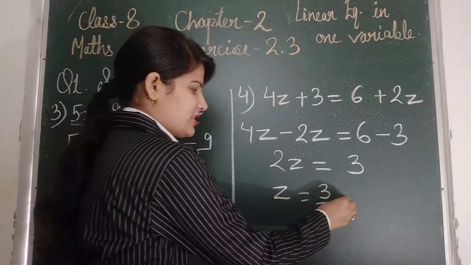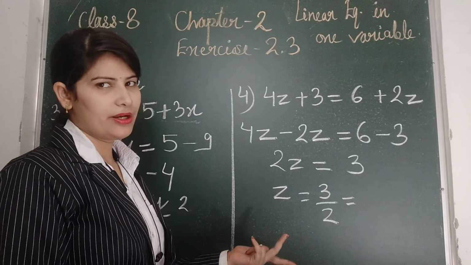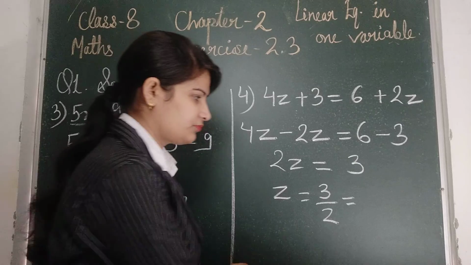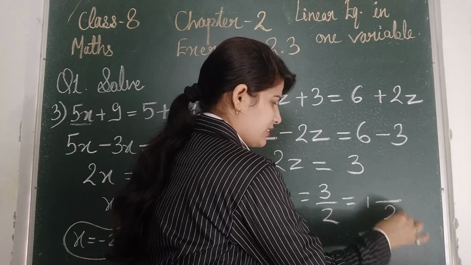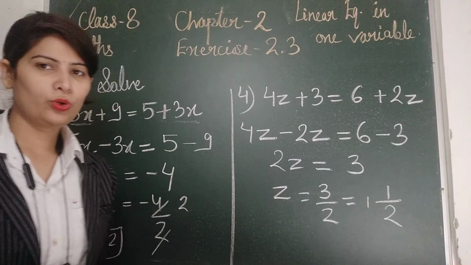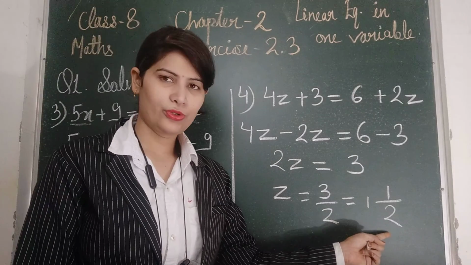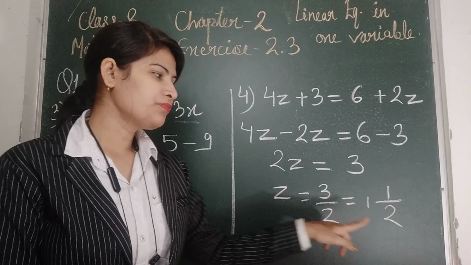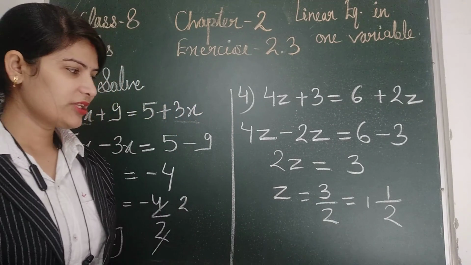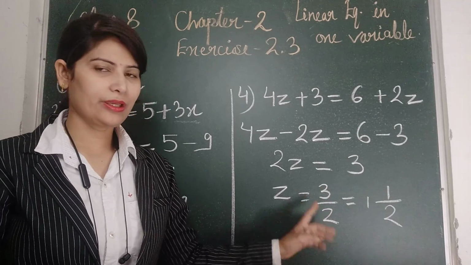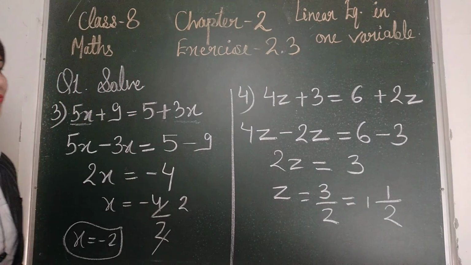Also, if you want to change the number into a mixed fraction, you can. It's like this one, and you have already studied how to change a fraction into a mixed fraction. So this is the answer. Z equal to 3 by 2 is the answer of the fourth question.